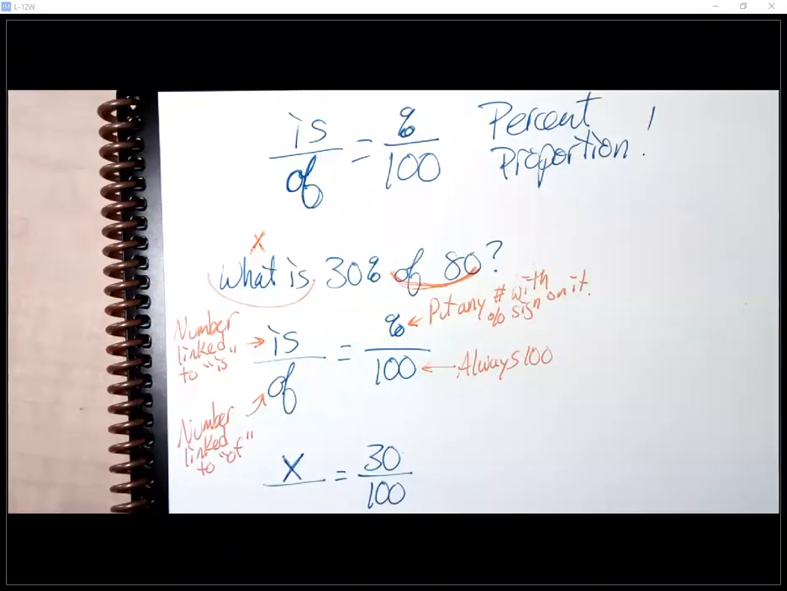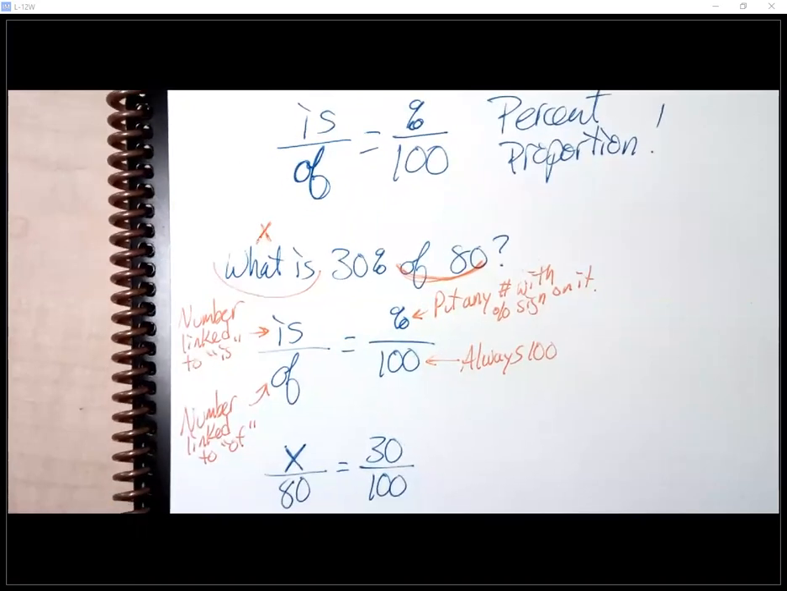And I know, you might be thinking, well, how do you know it's not the 30? Because the 30 is right next to the "of" too. The 30 was the percent. I already put that somewhere. So it's the other number. And now look what you have. You have a proportion. You guys know how to solve proportions. You just cross multiply and we'll get our answer.